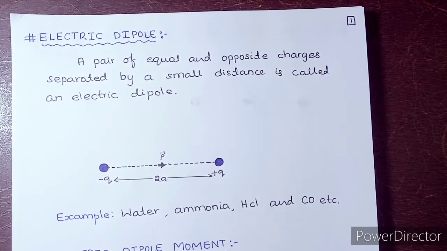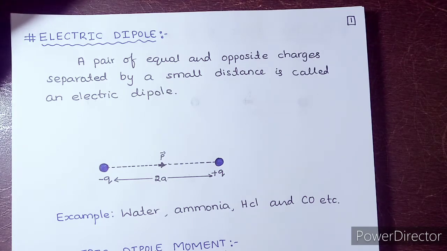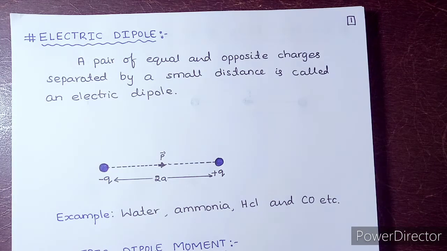So in this lecture video I am going to explain what is electric dipole moment. Then ultimately I am going to derive an expression for electric field at an axial point of a dipole, along with that I am going to derive an electric field at a point on the equatorial plane of a dipole. Okay, so first of all, what is electric dipole?